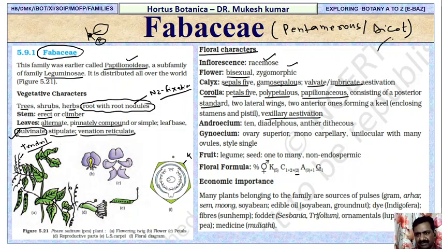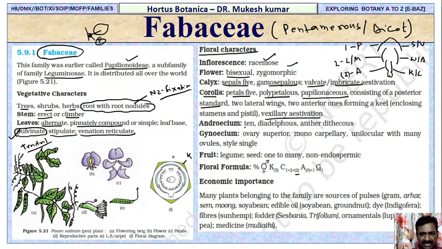Remember, these are positions 1, 2, and 3. The 2 fused petals are called keel or carina. This is called wing or alae, and this is called standard or vexillum. This is the posterior position, the lower one is the anterior position, and the middle ones are the lateral positions. Total number: 1 here, 2 here, and 2 here but they are fused. A very common question comes from this part, right?